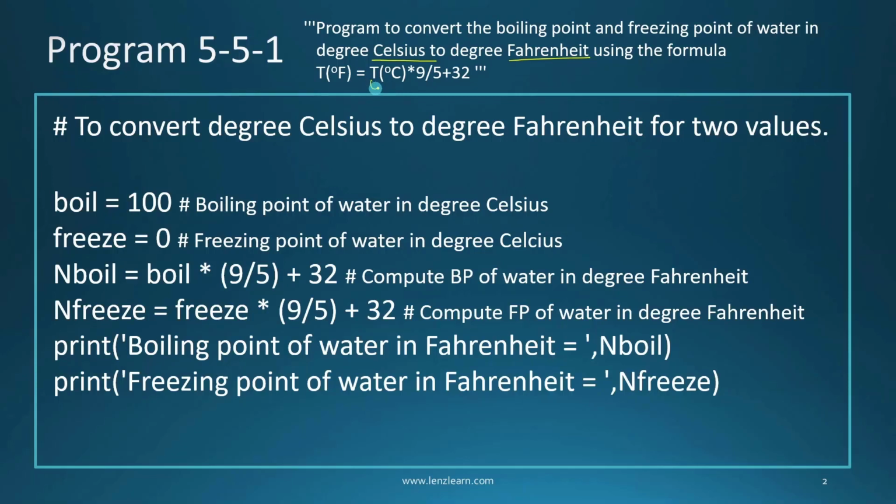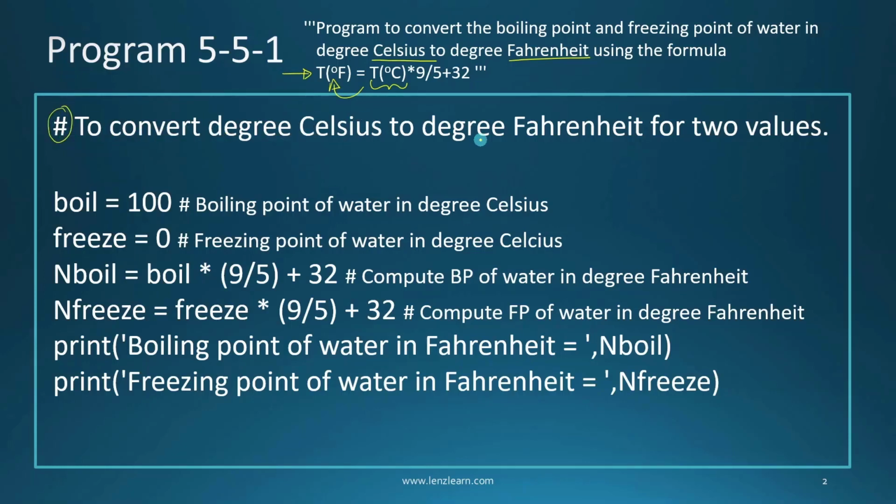If you provide the temperature in degrees Celsius, you just have to multiply it by 9 divided by 5 and then add 32. You will get the corresponding temperature in Fahrenheit. So now let us see how we can write a Python program to convert degrees Celsius to degrees Fahrenheit using this formula. You can see here after the hash, I have written plain English.